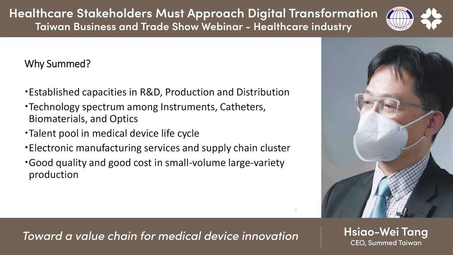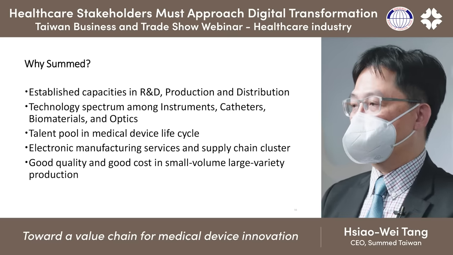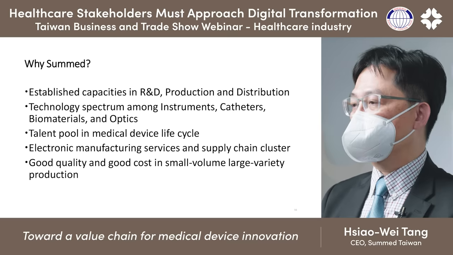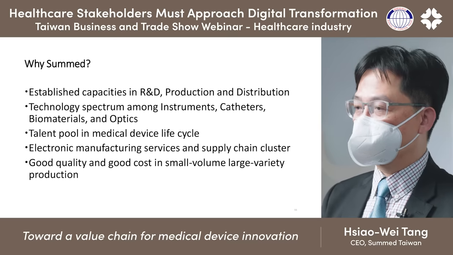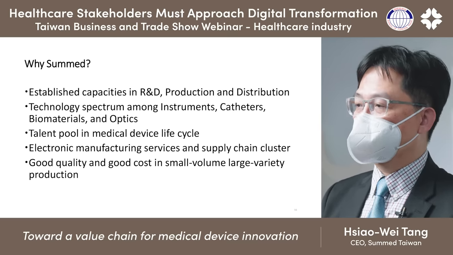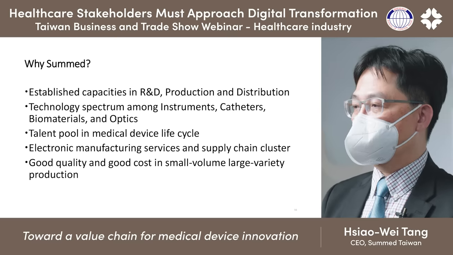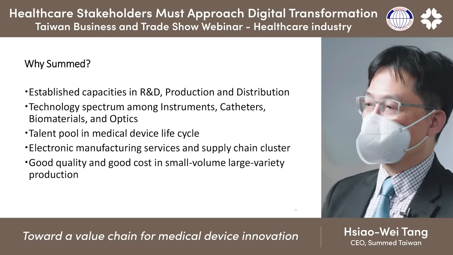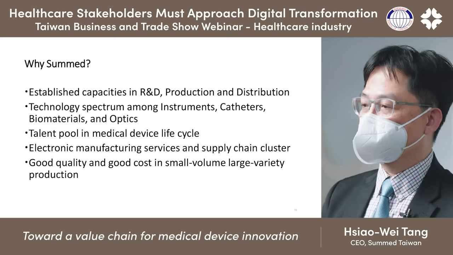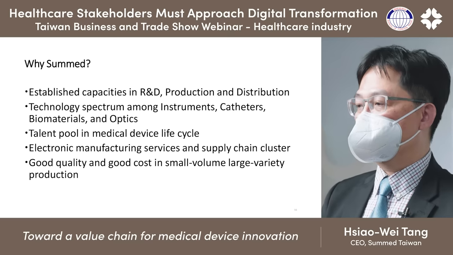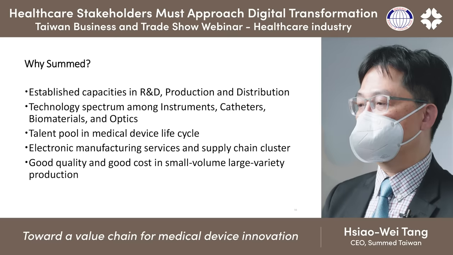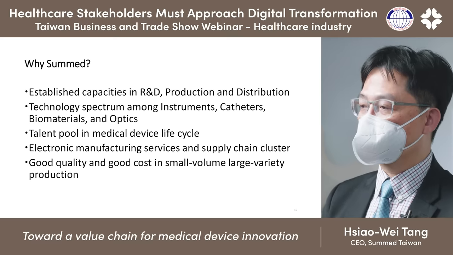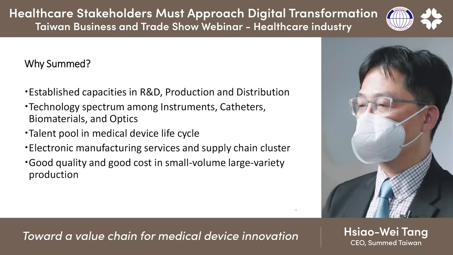So why SUMEC? We have know-how and established capacities in R&D, production, and distribution. Our technology focuses on instruments, catheters, biomaterials, and optics. We have a talent pool in the medical device lifecycle, and Taiwan's electronic manufacturing services and supply chain cluster will deliver good quality and good cost in small volume, large variety production.